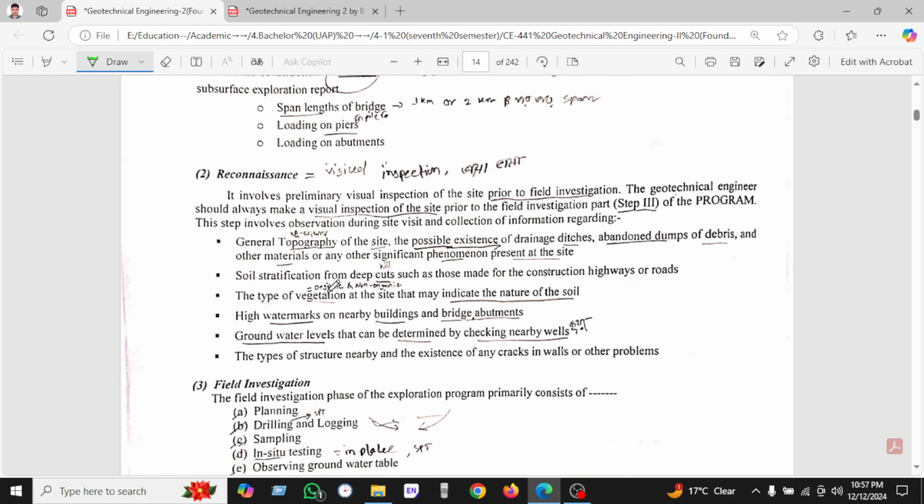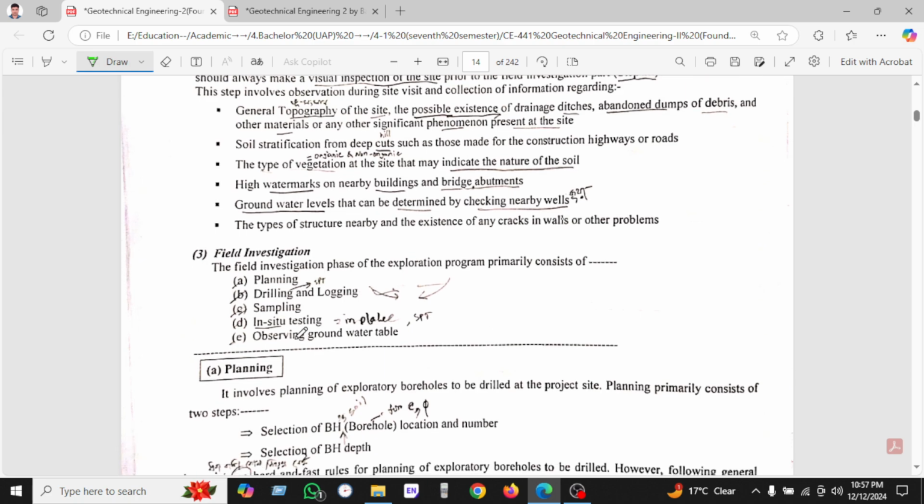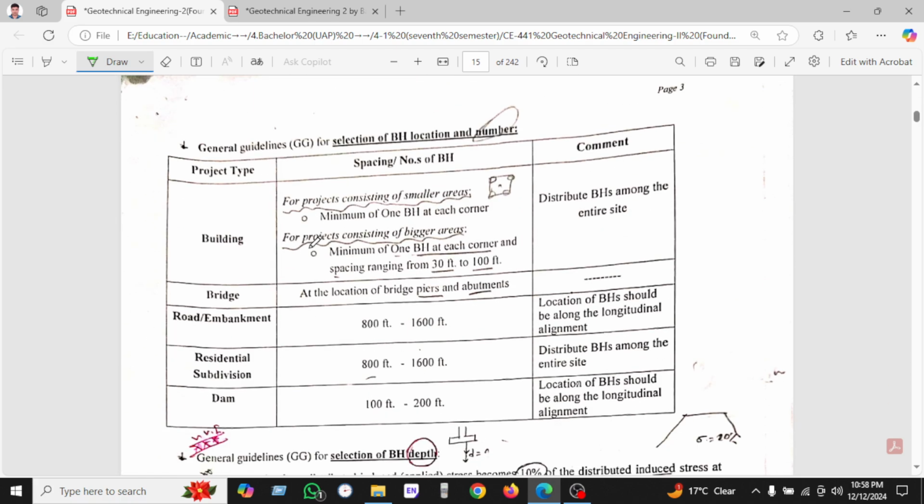So for reconnaissance, we can see the different types of reconnaissance. The most important thing is the field investigation. The field investigation phase in the exploration program preliminary consists of planning, drilling, logging, sampling, in situ testing, and observing. So I am skipping this.